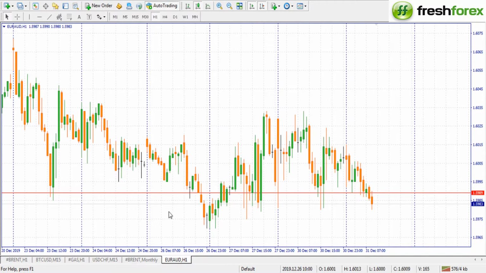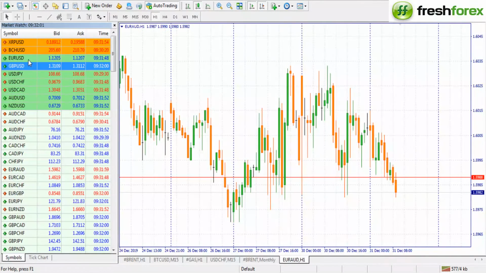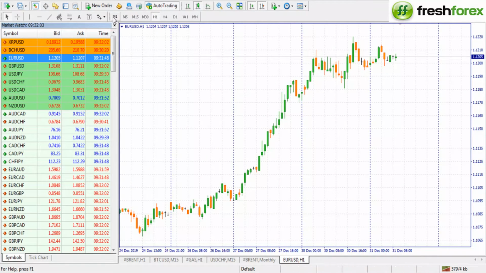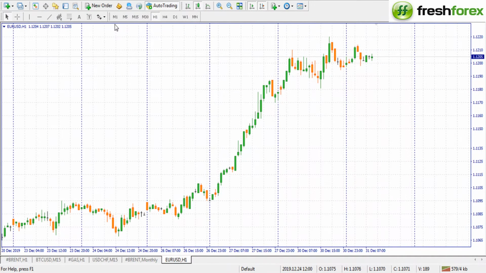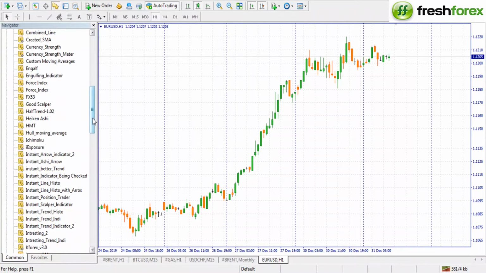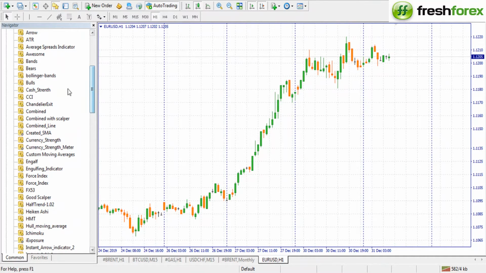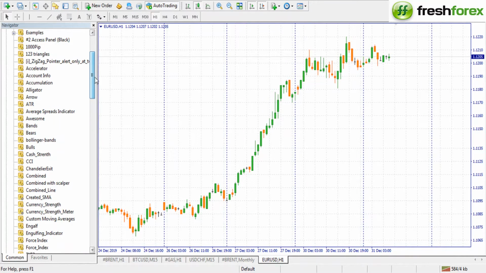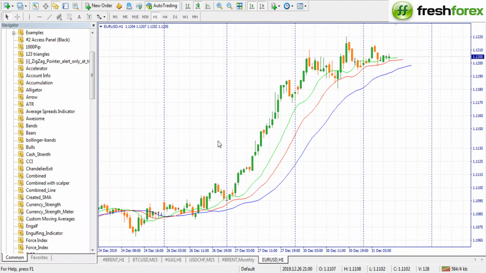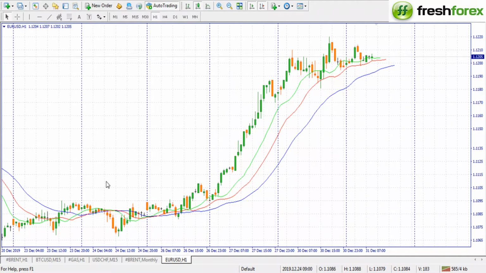Euro USD is here, this one. On this chart, what I can see now is that we are in an active uptrend. The price is basically moving to the upper side. If I was to add an indicator, I'm going to add the alligator trend indicator. We have it here. There's an active uptrend. As you can see, the price keeps moving to the upper side.